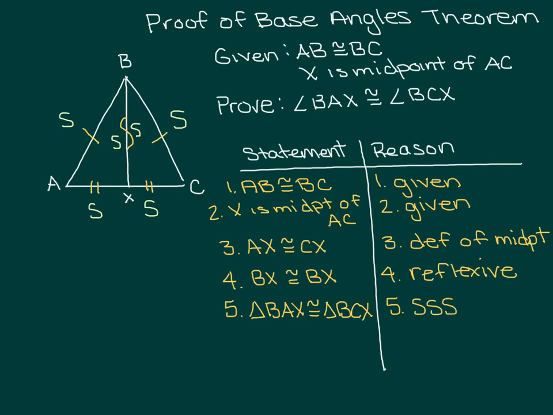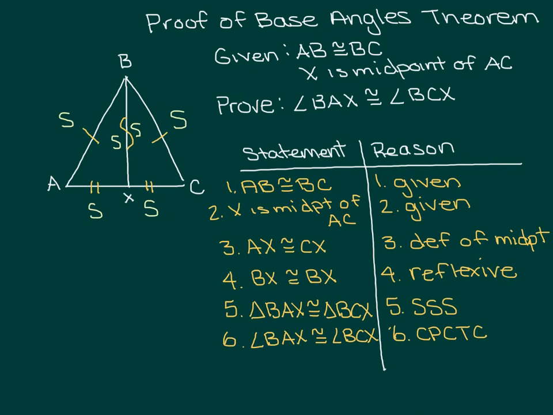Now remember, I'm trying to prove that those base angles are congruent. Because I know that those two triangles are congruent, I can say that all of the corresponding parts are now congruent also. I didn't know for sure that any of the angles were congruent, but now because I know the two triangles are congruent, I can say any of their corresponding parts are congruent. So now I can say that angle BAX is congruent to angle BCX, and I know that by CPCTC. Corresponding parts of congruent triangles are always congruent.